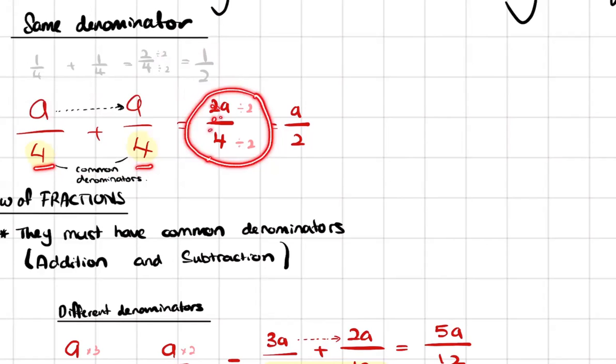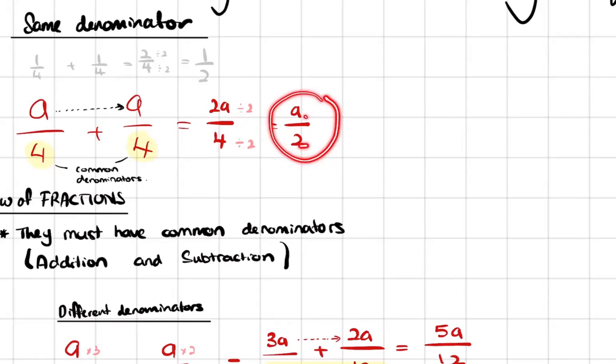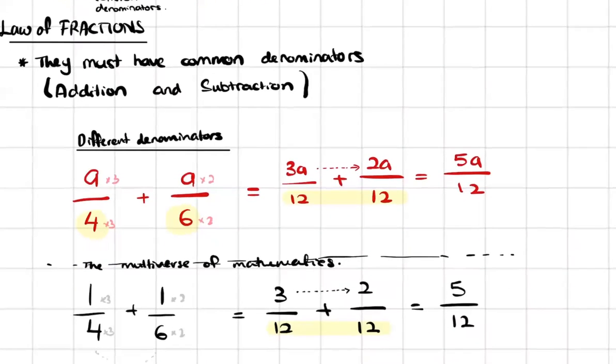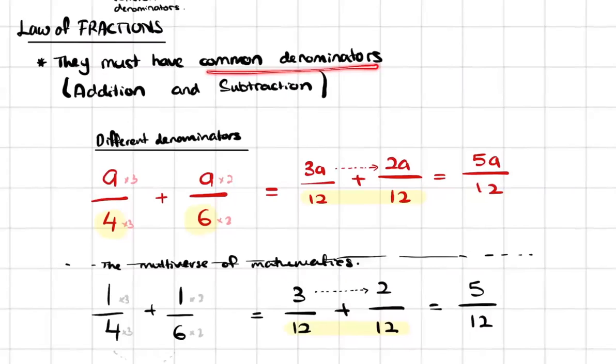2a over 4. We can simplify. Like earlier on, when we learned about factorizing, we can see that both of them have a common factor of 2. So we can just divide by the same common factor, and then we can simplify it to a over 2, which is very similar to this. They're not the same value, but it is a similar working method. Okay, so fractions have a certain law to follow. They must always have a common denominator in order for you to add or subtract. It doesn't work like that for multiplication and division.